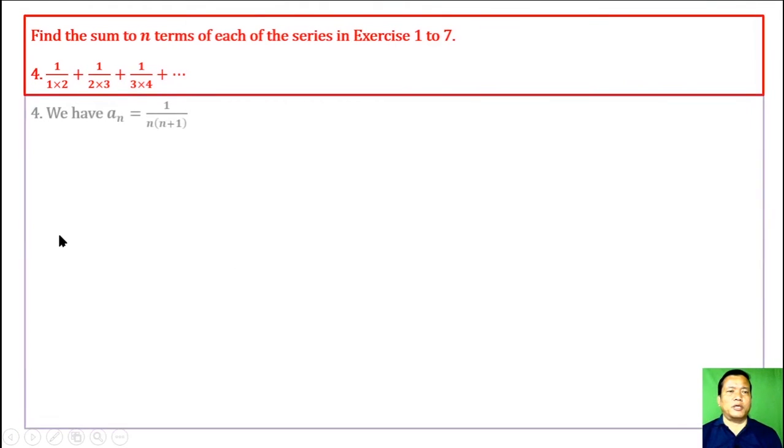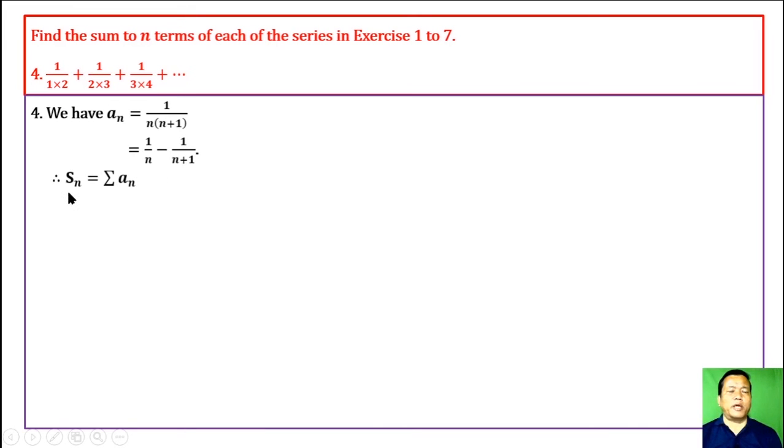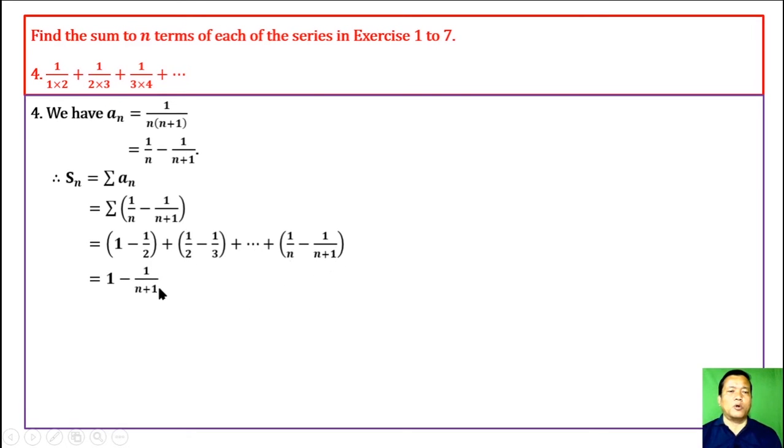Question number 4. Here an is 1 by n into n plus 1. We write this as 1 by n minus 1 by n plus 1. Resolve. Therefore Sn is equal to summation of an. Taking n is 1 we get this, n is 2 we get this, n is n we get this. Cancelling the second term with the first, we are left with 1 minus the last term, that is 1 by n plus 1. Sum up we get n by n plus 1, which is the required sum.